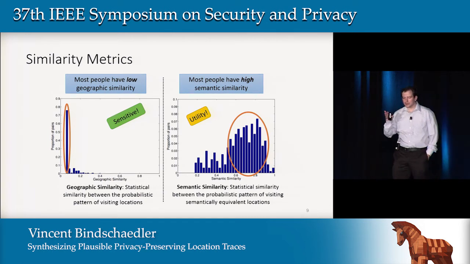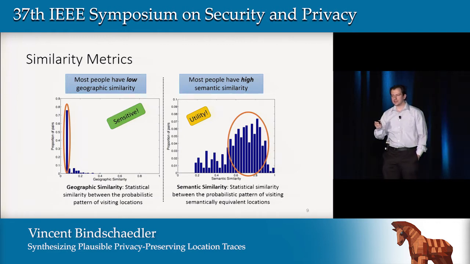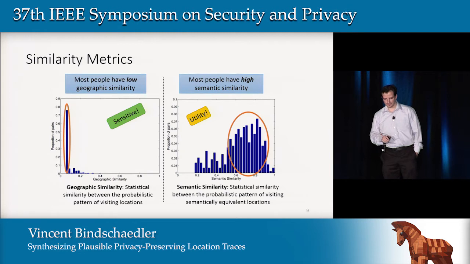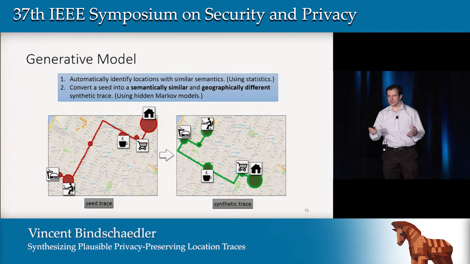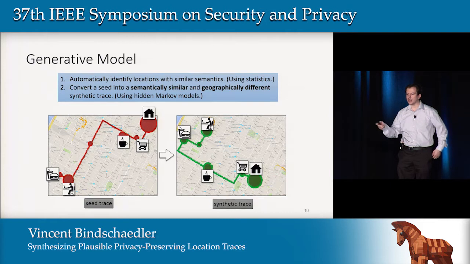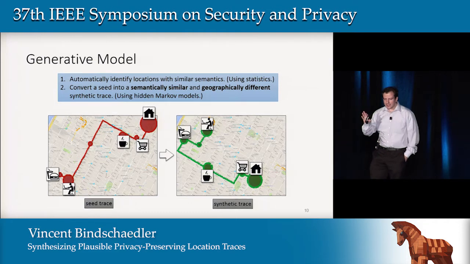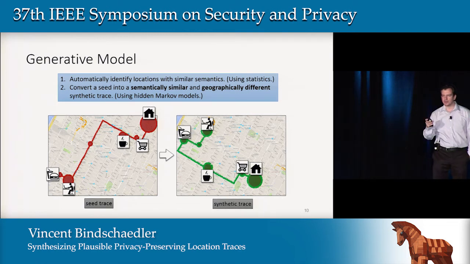But the key observation here is that to construct a generative model, we will take the geographic features, and they are sensitive. Therefore, this is the information that must be protected. On the other hand, the semantic features are useful, and therefore they must be preserved. So to do this, we start by automatically grouping locations with similar semantics. What that means is we're going to end up with classes of locations, maybe 1 class for the home locations, 1 class for the work locations, 1 class for maybe the shopping centers. And with this, we can now produce a synthetic trace starting from a seed trace by converting the seed trace into a semantically similar, yet geographically different synthetic trace. So the idea here is we want to discard the geographic features because these are sensitive. But we want to keep the semantic features the same because these are useful.